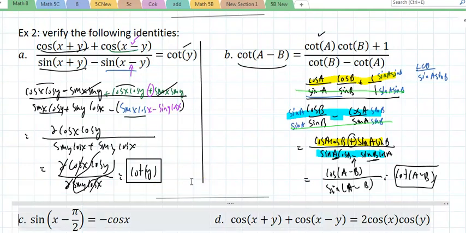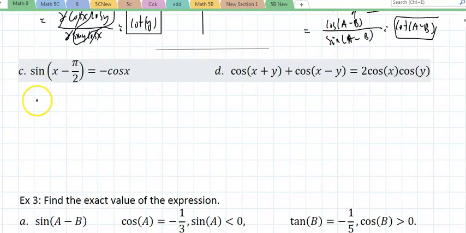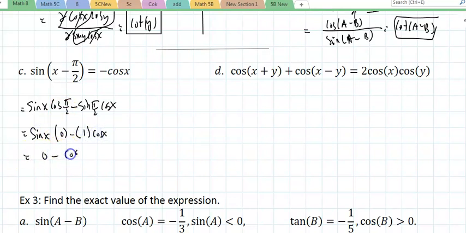Next problem. Left side, of course. This is the sine of x cosine of pi over 2 minus sine of pi over 2 cosine of x. Cosine of pi over 2 is a 0. Sine of pi over 2 is a 1. That is 0 minus the cosine of x. That's negative the cosine of x. And that's pretty much it.